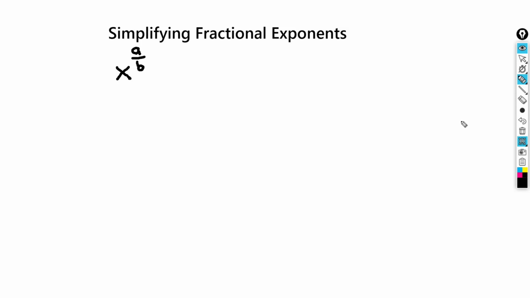In this video, I want to look at simplifying fractional exponents. So I have this generic exponent here with a base of x, and then the exponent part is this fraction a over b. Well, a is the number of times you would multiply the base together.